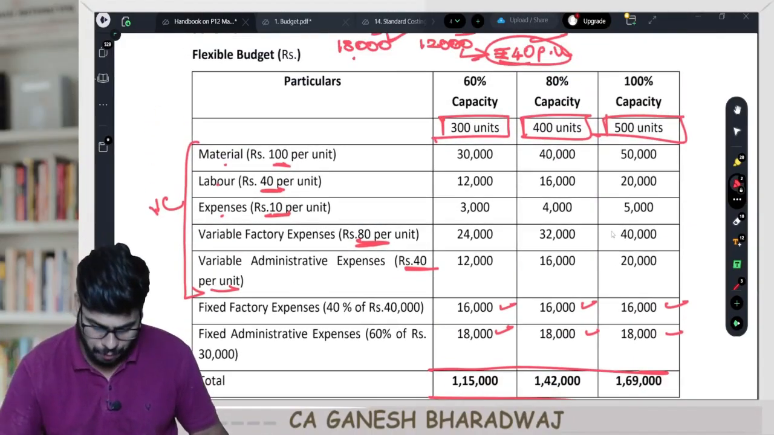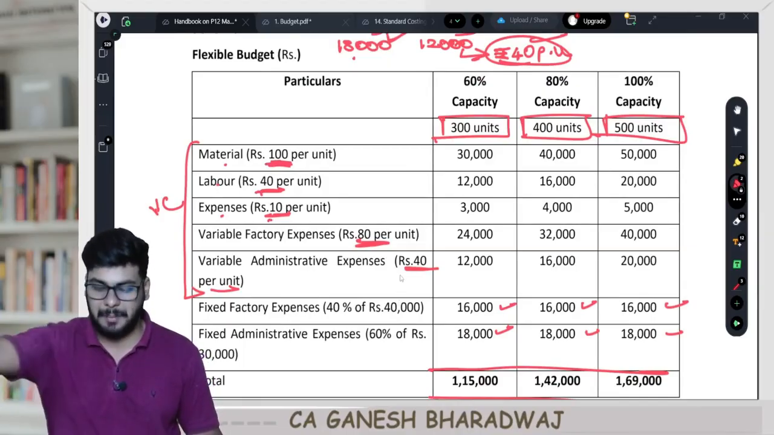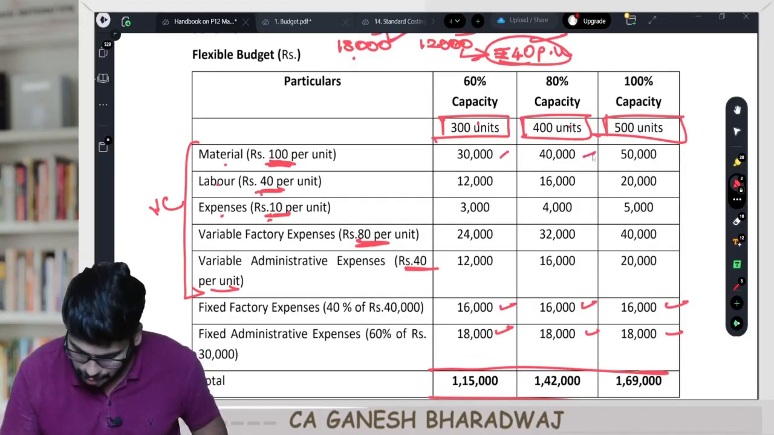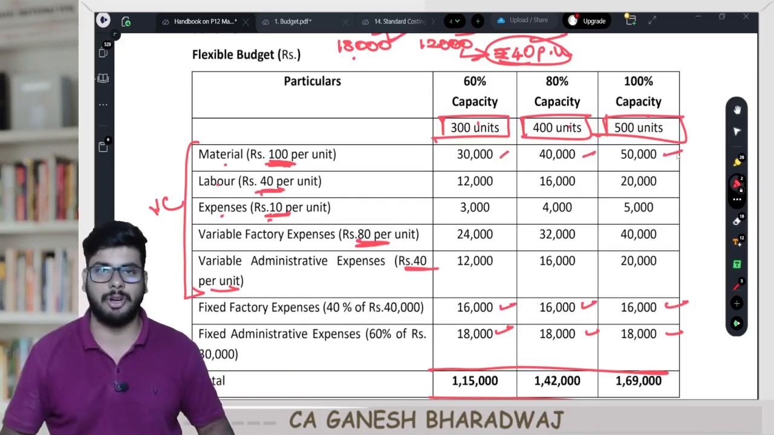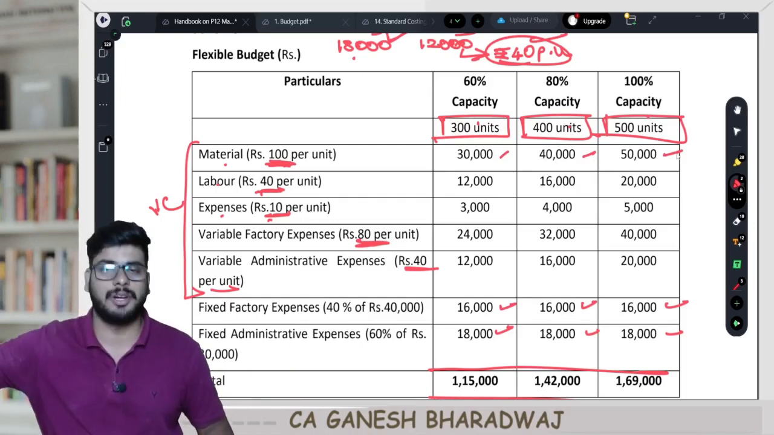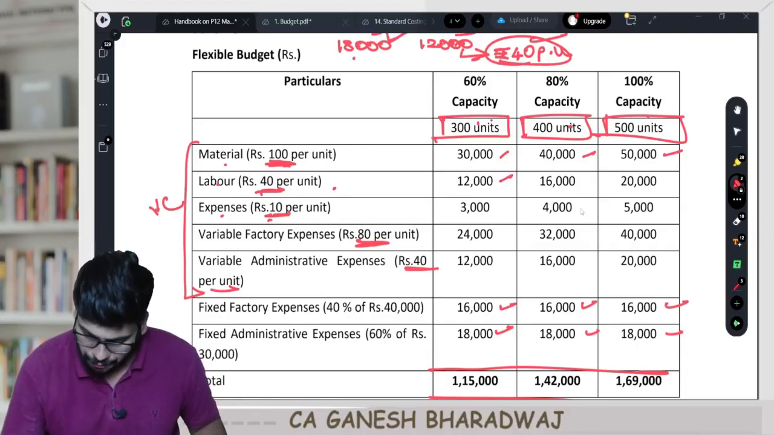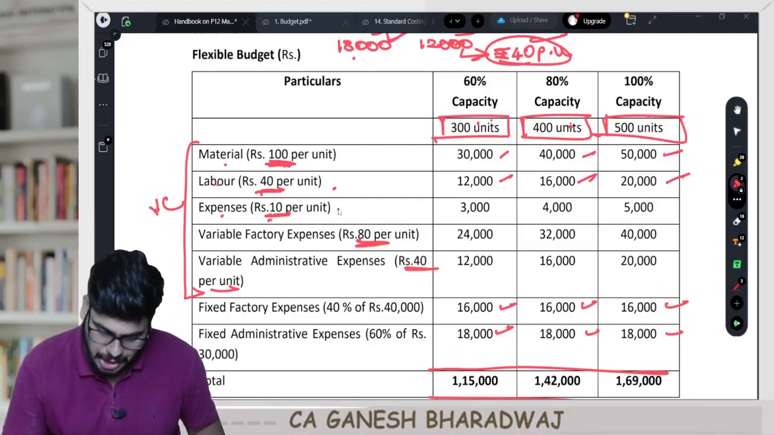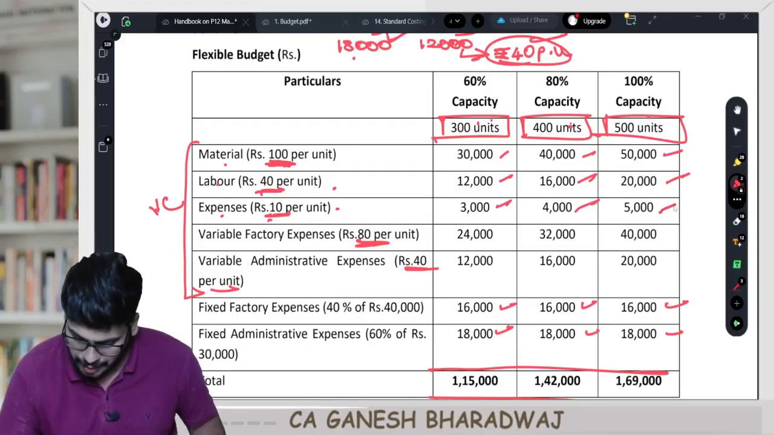So now all the variable cost components you've got on a per unit level, right? Multiply them respectively with the output. So here it's 100 rupees: 100 into 300, 30,000, 100 into 400, 40,000, 100 into 500, 50,000. Clear with this? So in a single shot, you've got all three figures, material cost for each and every output level. Similarly, labor cost, 40 into 300, 12,000, 40 into 400, 16,000, 40 into 500, 20,000. Similarly, expenses, 10 into 300, 3,000, 10 into 400, 4,000, 10 into 500, 5,000.